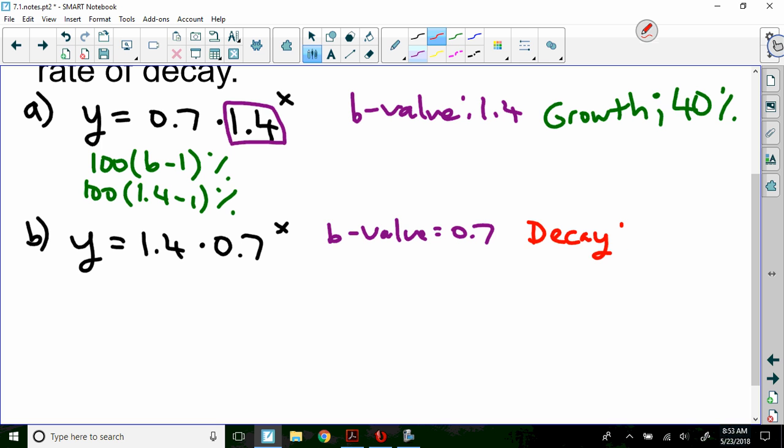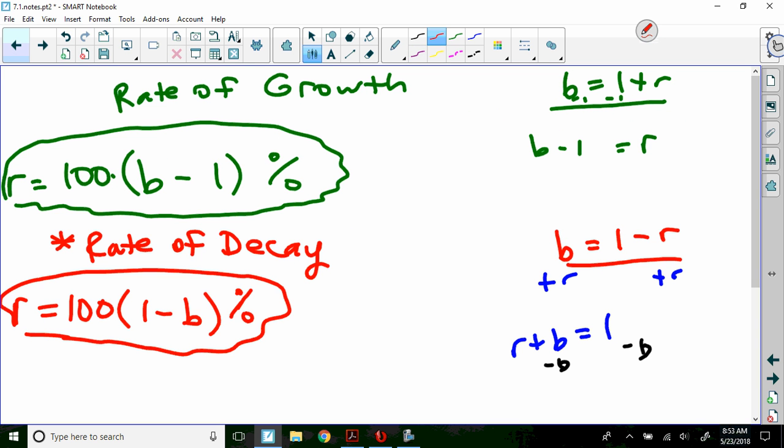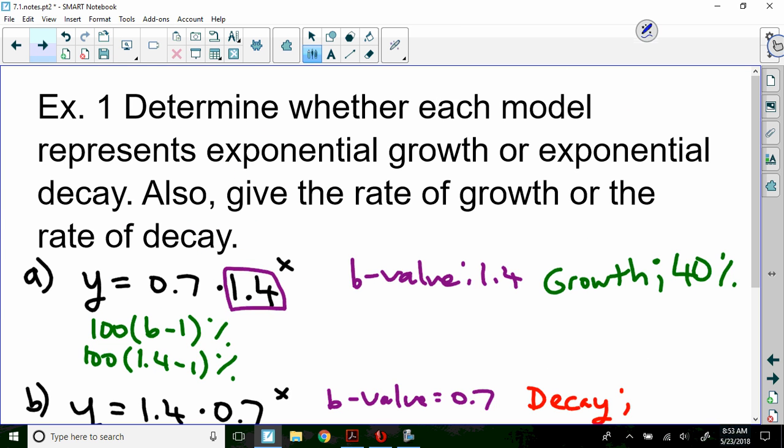Now, if you want to find the rate of decay, some people are just going to look at that and say, well, it's 70%. I've got news for you. You're wrong. My advanced class, when they took this quiz, the ones that missed this bombed it. They had no idea what they were doing. So let's back that up. The rate of decay is 100 times (1 minus b), and you're looking at these two things and saying, dude, they're the same thing. No, they're not. Subtraction is not commutative. It never has been, and it never will be. So for the rate of decay, it's 100 times (1 minus b).